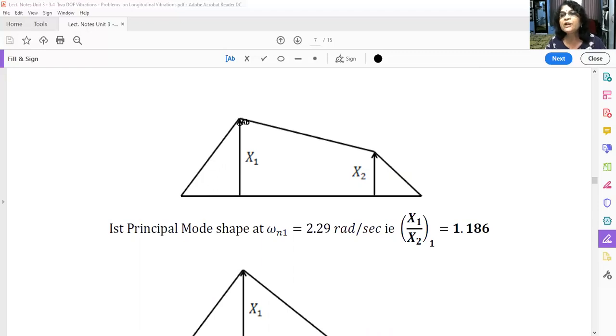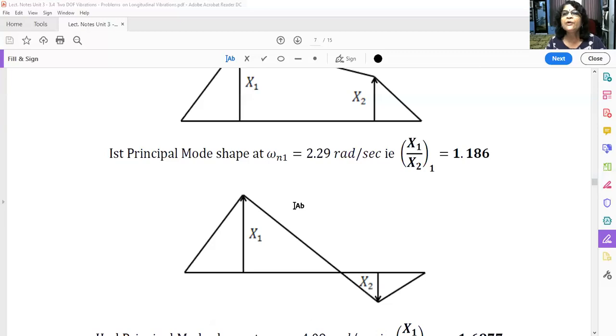Similarly, from m1 to m2, your displacement decreases from 1.186 to 1. And from this m2, as you go towards the right side node point, your displacement will be reduced, and finally it will be 0 at the node point. Understood? So this is the first principal mode shape diagram.